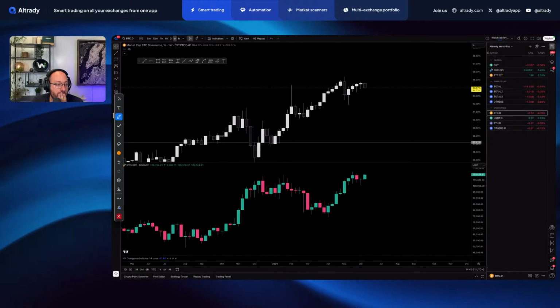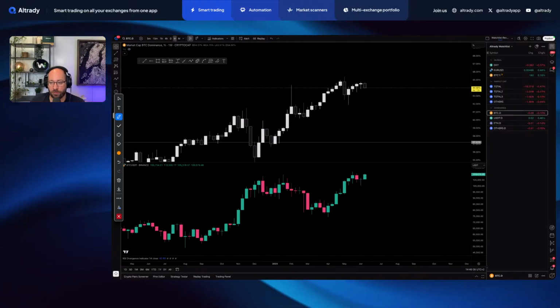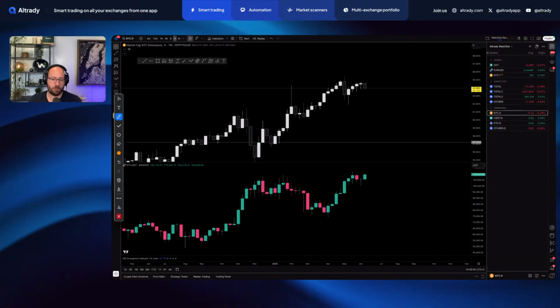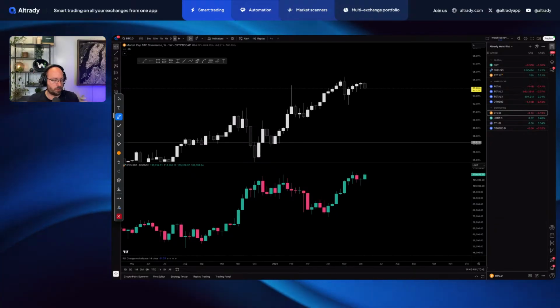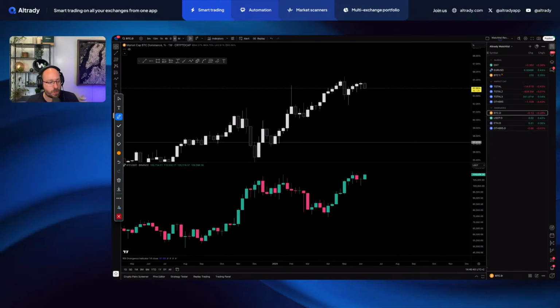I'll probably find and post the image later on Discord with how they usually depend these markets. There is a nice correlation. I'll find it and post it later.